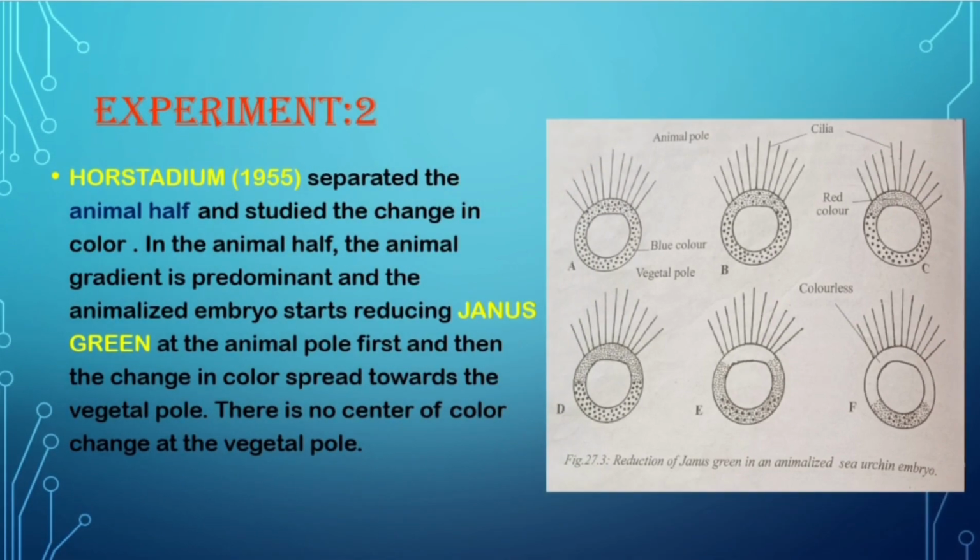Experiment number 2. Hörstadius separated the animal half and studied the change in color. In the animal half, the animal gradient is predominant and the animalized embryo starts reducing the Janus green at the animal pole first and then the color change spreads towards the vegetal pole. There is no center of color change at the vegetal pole.